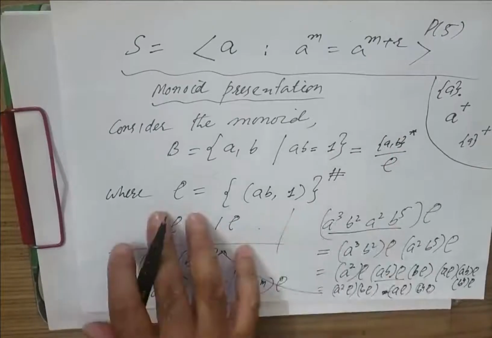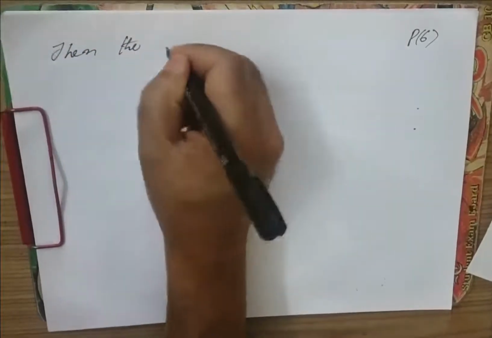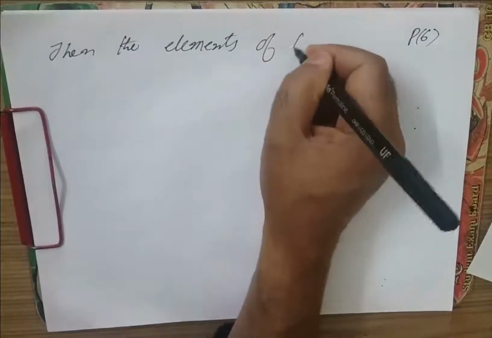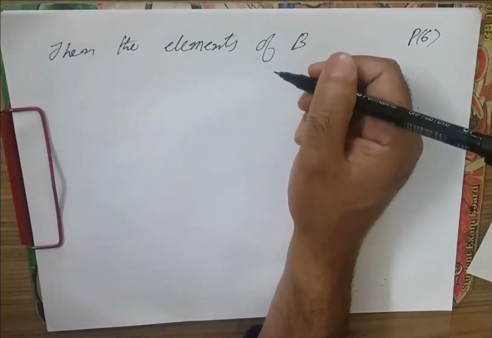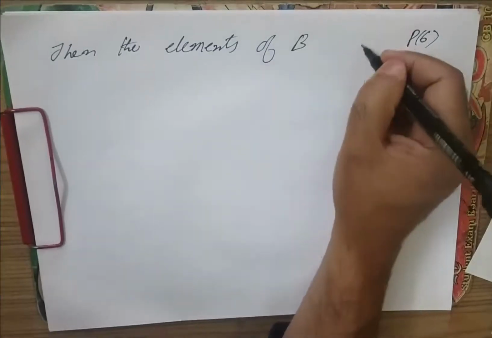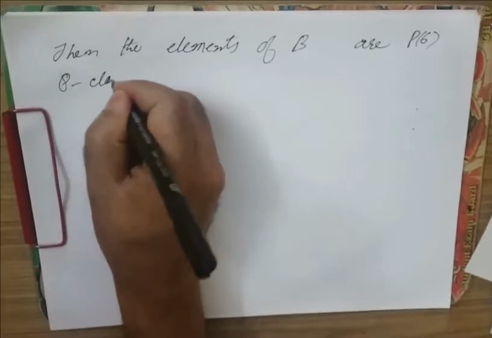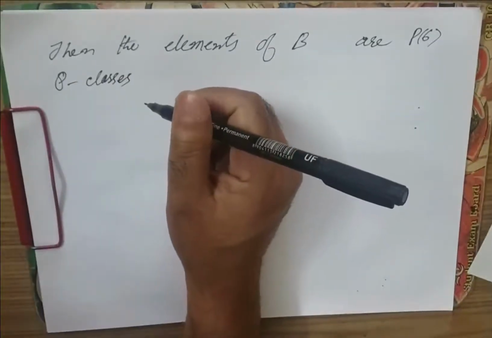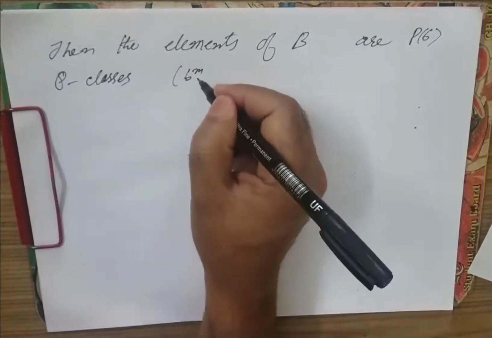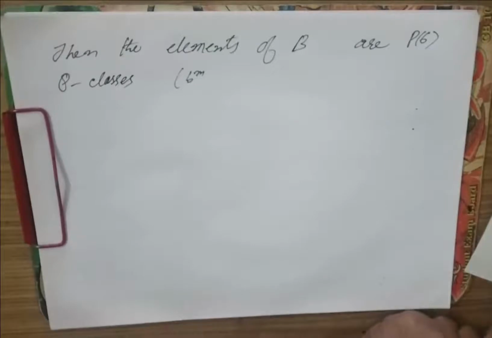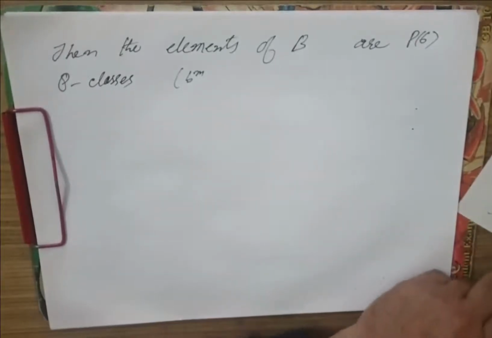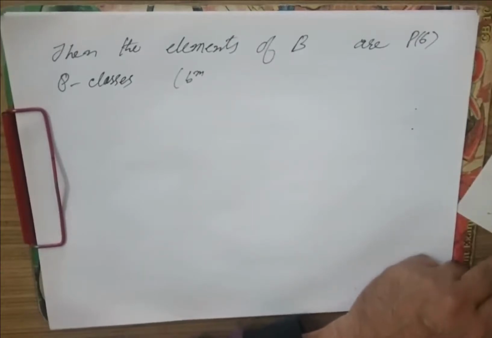Then the elements of B are rho classes, because B is actually {a, b}* over rho, so it has rho classes. Then the elements of B are rho classes. B power m is equal to ab into b, it's the rho class of b squared. Just the rho class of b squared.